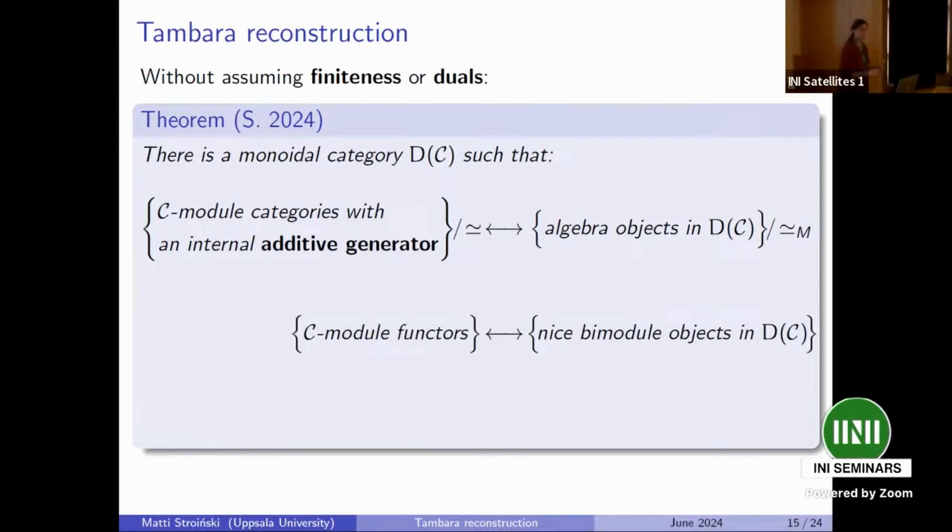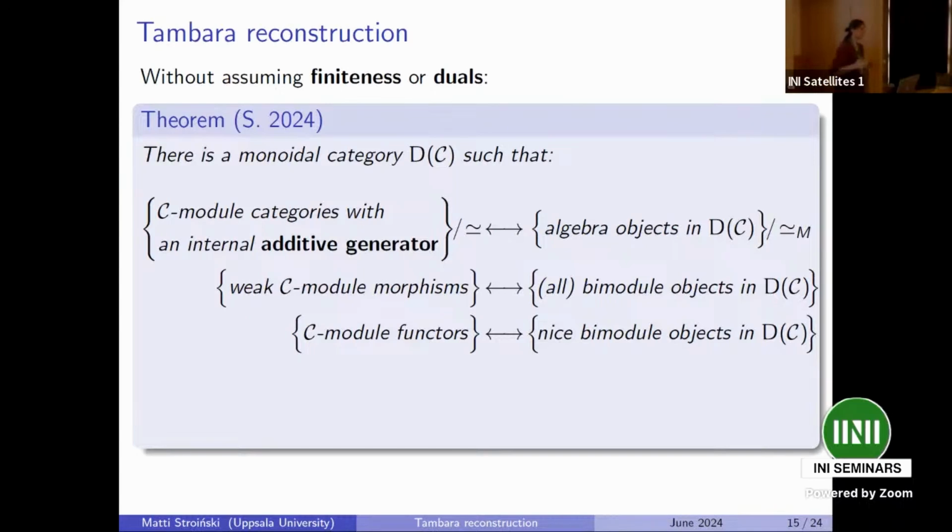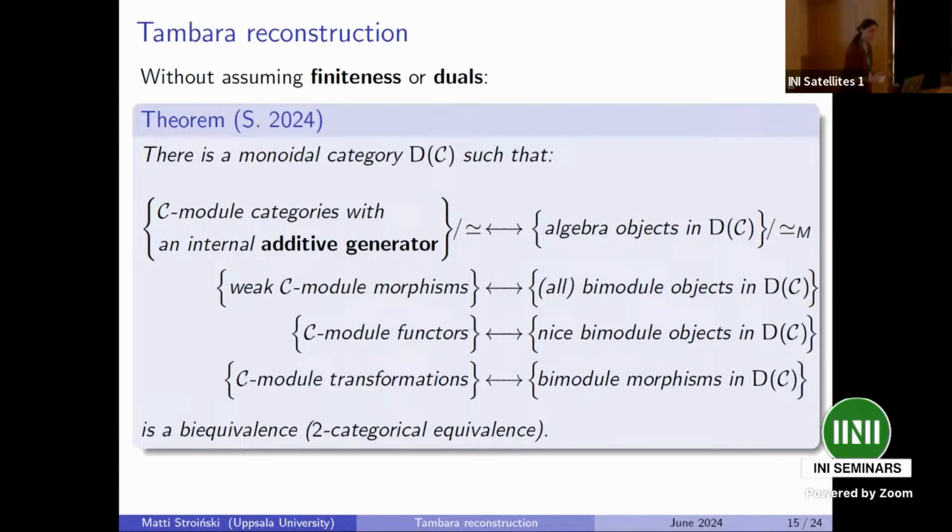Module functors correspond to nice bimodule objects, so functors given by tensoring with the bimodule. Better yet, we have a meaningful interpretation of a general bimodule object, which doesn't necessarily yield a module functor. So it yields something slightly weaker. It's still a functor, but it doesn't satisfy the properties that it needs to have to call it a module functor. And furthermore, this extends to two-morphisms as well. So this is a full-fledged biequivalence.